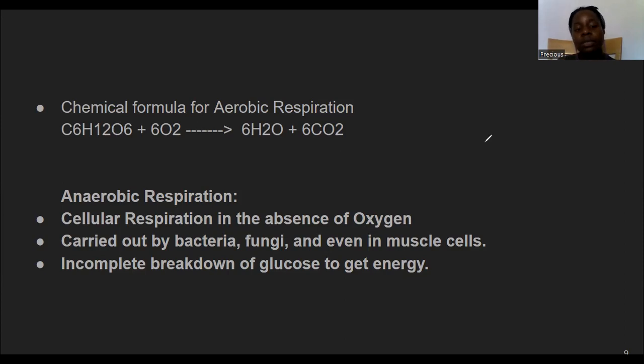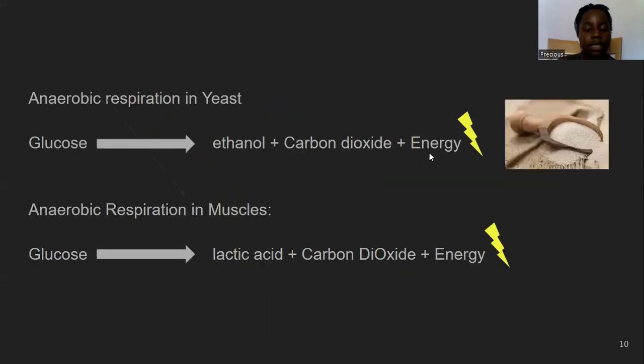So it's an incomplete breakdown of glucose, or food, to get energy. So the food is not completely broken down because oxygen is required for that, but you still are able to access some amount of energy, all right? So let's look at the chemical reaction that is involved in anaerobic respiration. We're going to split this into something that happens in yeast, right? And yeast is a type of fungi, which we will talk about, versus something that happens in your muscles. All right, so this is yeast. So yeast is going to start to break down glucose.